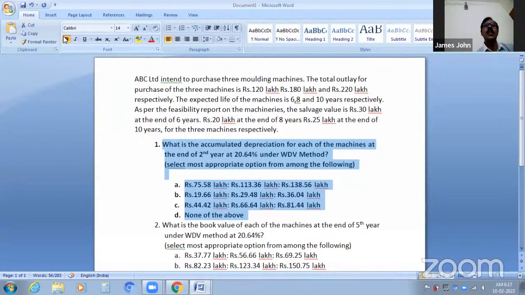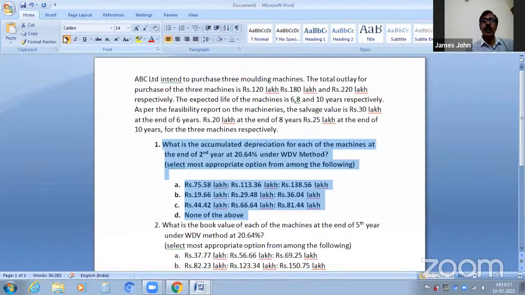But here, instead of year by year calculation, in the case of the written down value method, you can use a very simple formula. The book value is equal to P into (1 minus R) the whole raised to n. This is similar to the one you have learned in compound interest, where the formula is A = P into (1 plus R) the whole raised to n.